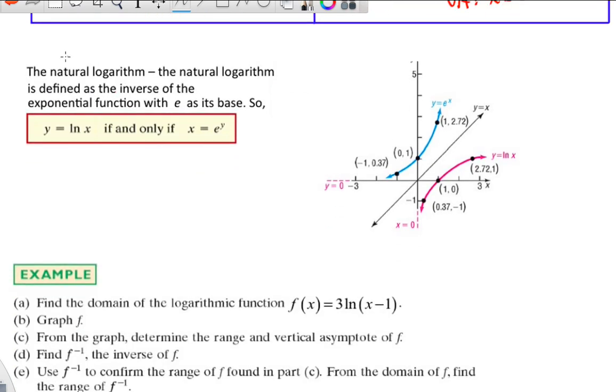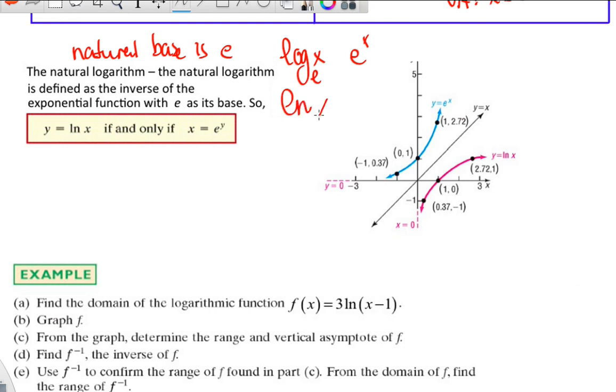So we talked about e being the natural base. So if the natural base is e, then the log base e would be the inverse of e to the x, right? The log base e of x is the inverse of e to the x. Well, mathematicians are lazy. This happens so often that we have an abbreviation for that, so we usually don't write this one, we write that this way, ln x.